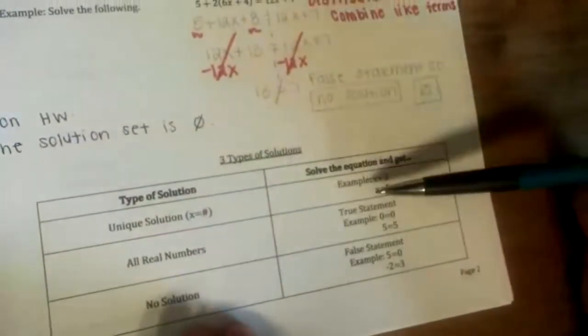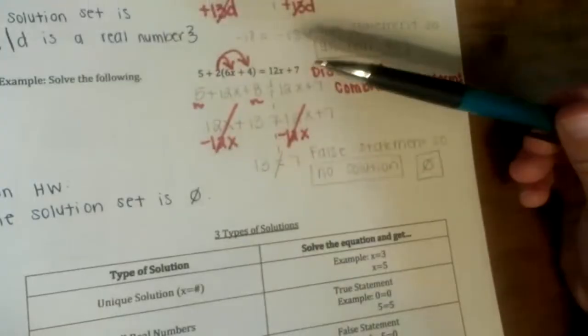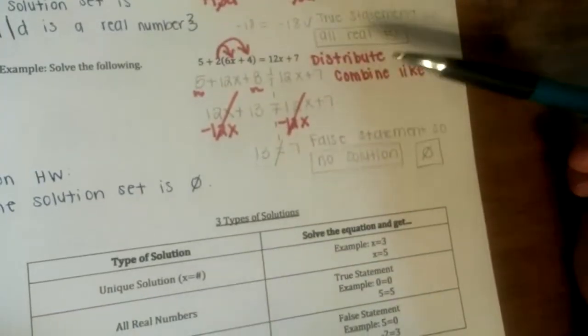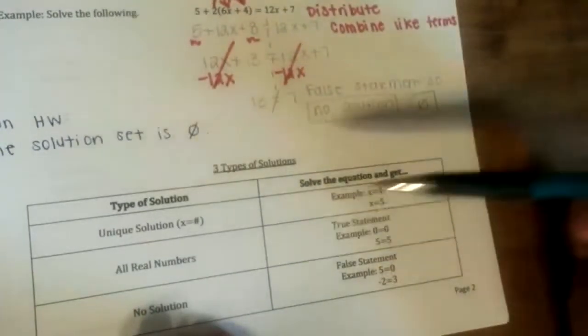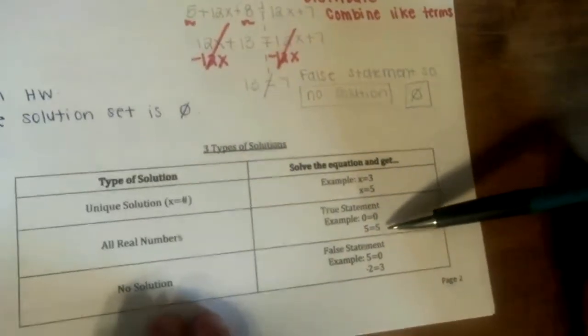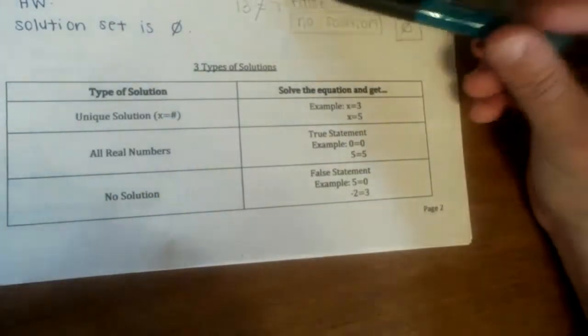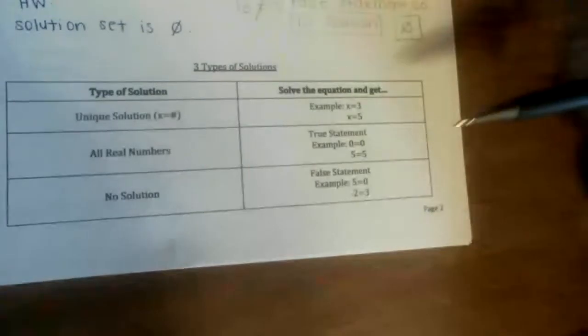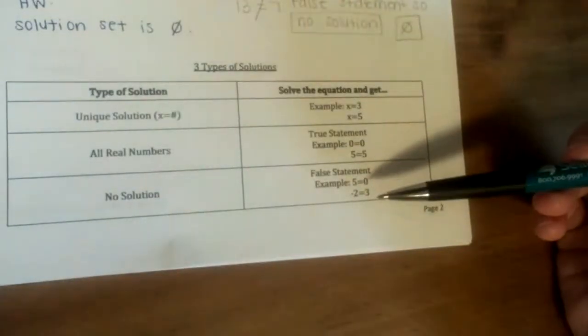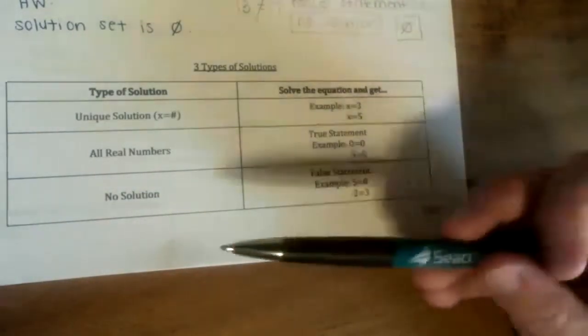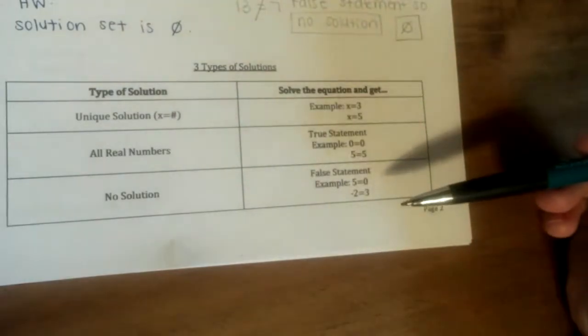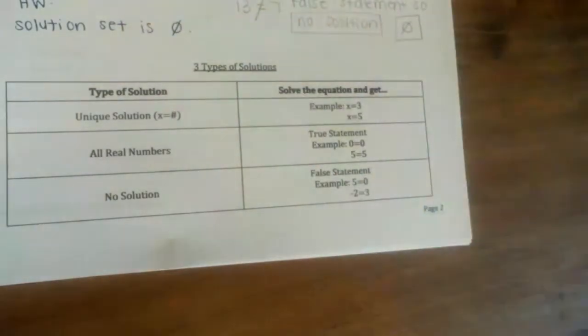Our next option is whenever we got a true statement, just like this one. We got negative 18 equals negative 18. That's a true statement, so our answer is all real numbers. Another example, 0 equals 0, 5 equals 5, true statements, so all real numbers will work for our solution. Last but not least, just like this one, we got 13 equals 7, which is a false statement, so that means no solution. It's like 5 equals 0, not true, false statement, so no solution. Negative 2 equals 3, not true, false statement, so no solutions. Those are our 3 different types of solutions that we have.